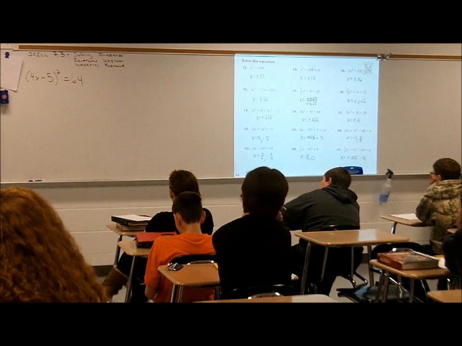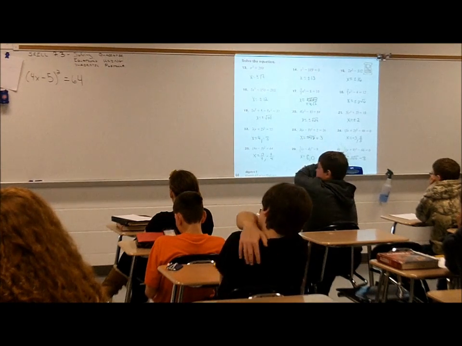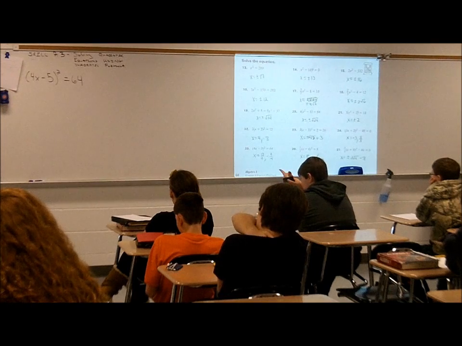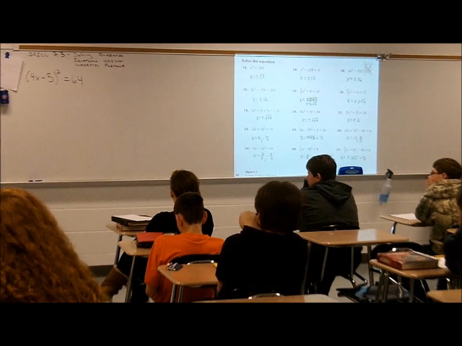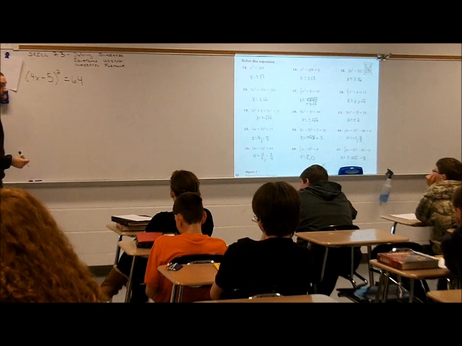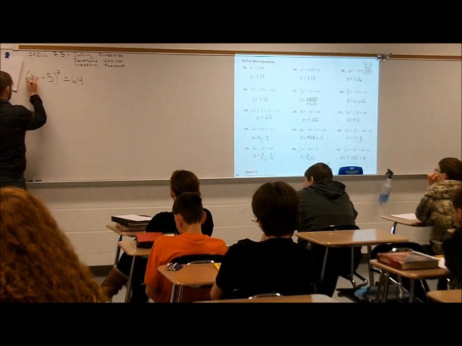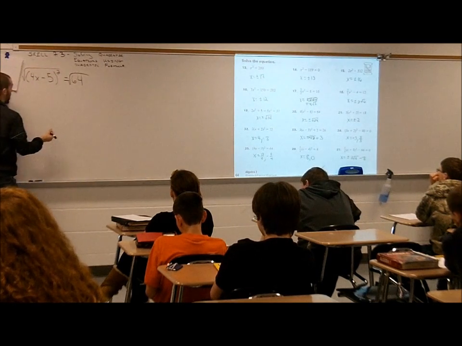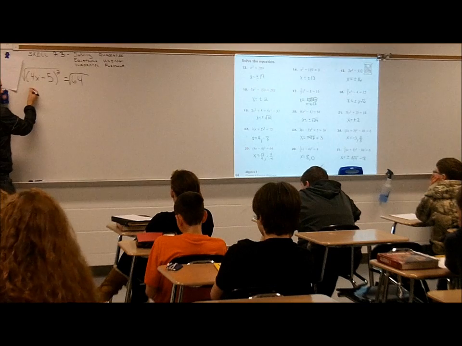Okay? What do you notice about this problem? There's an exponent outside. Okay. So can we distribute that exponent? So we have to do what? Square root. Get the parentheses by itself. I square root this side. I square root this side. What am I left with on the left side?